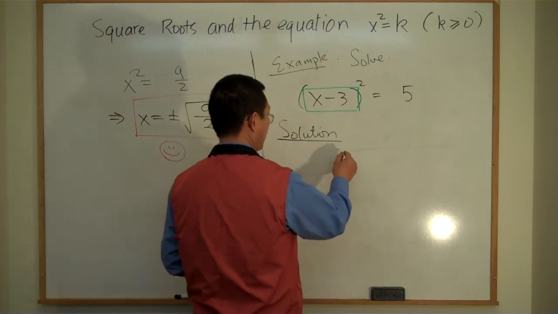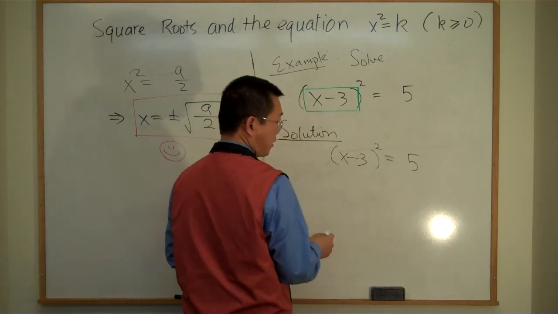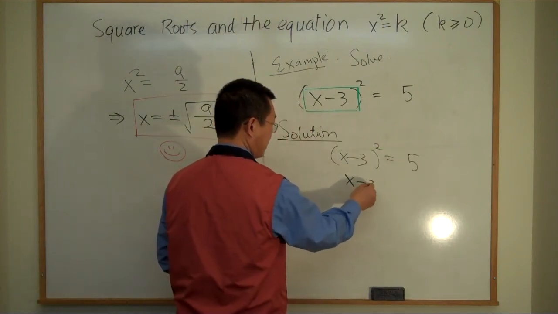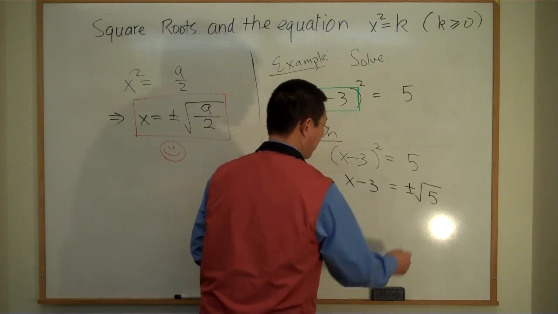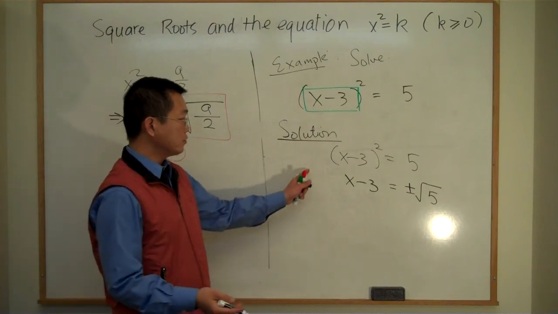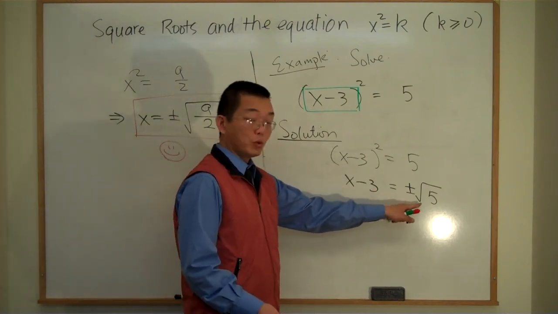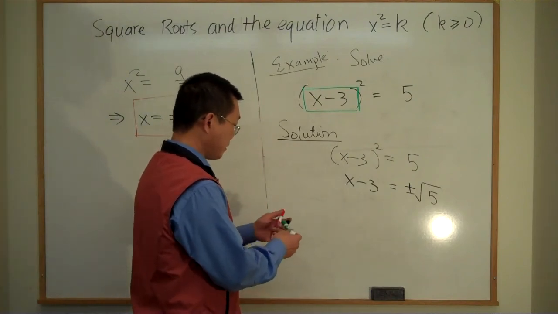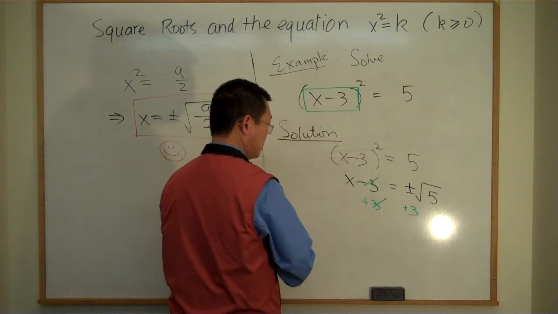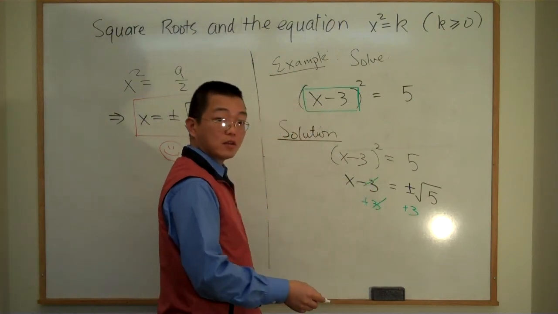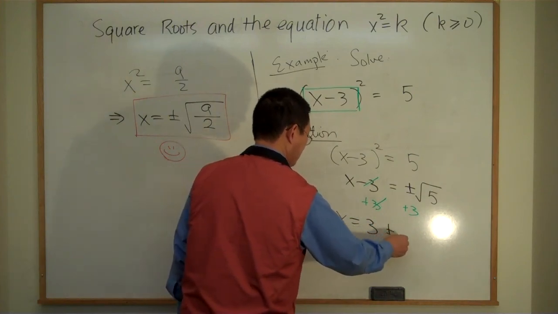So (x minus 3) squared equals 5. I will remove the square, but then this 5 is going to become plus minus square root of 5. But that's what we learned before. Something squared equals 5, that something must be plus minus square root of 5. Now I'm going to add 3 to both sides. So I have this solution, which is x equals 3 plus minus square root of 5.